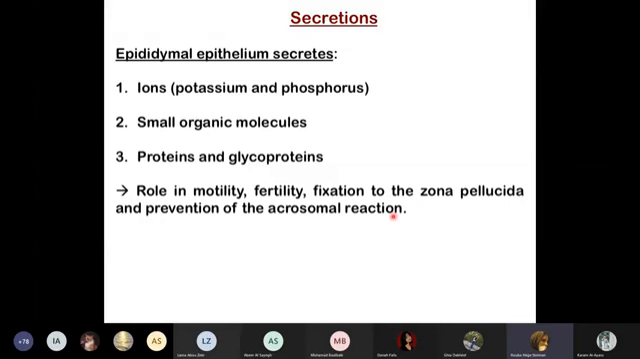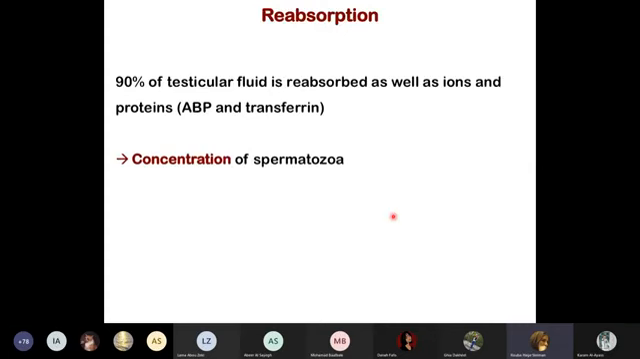The reabsorption occurs also in the epididymis. The epididymis will reabsorb 90% of the fluid coming from the testes, as well as ions, and proteins like androgen binding protein and transferrin will all be absorbed by the epididymal epithelium, and this will lead to the concentration of the sperm cells inside of the epididymis.